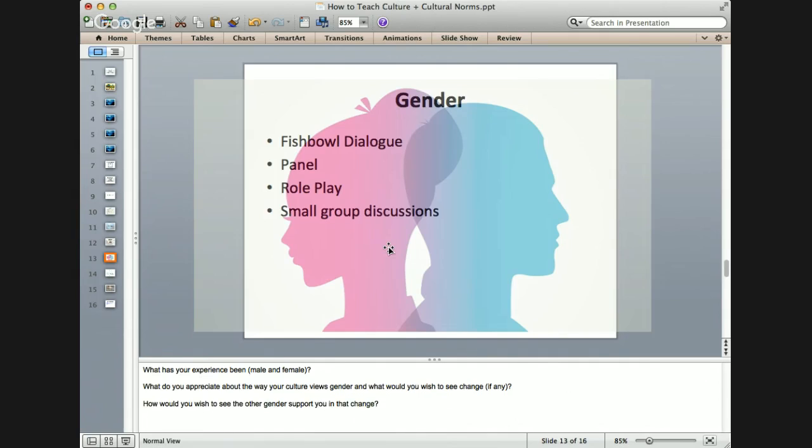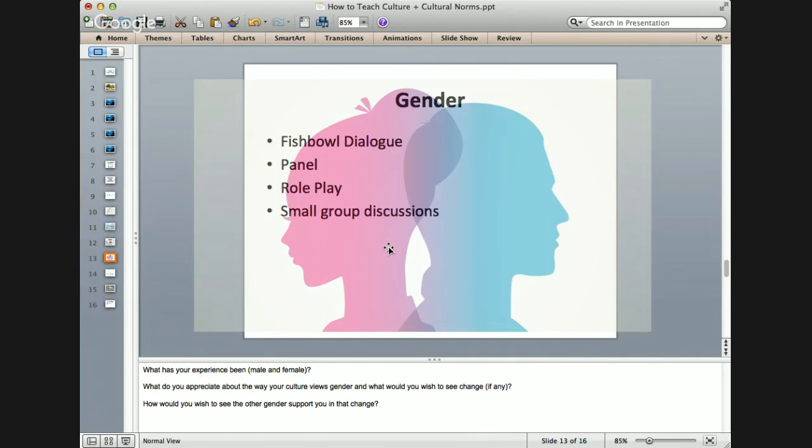What has your experience been as a male or female in your context? What do you appreciate about the way your culture views gender, and how do you wish to see it change, if at all? Maybe they don't. And how would you wish to see the other gender support you in that change, if any? These are questions to begin generating discussion and to allow time for those deeper things to percolate. So there's a fishbowl dialogue you could do.